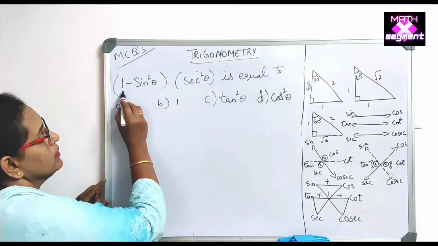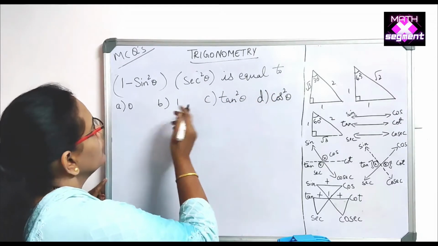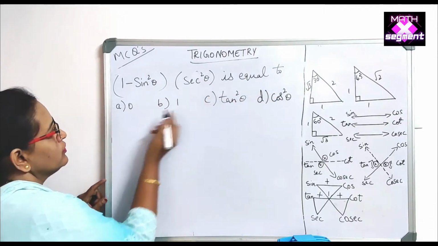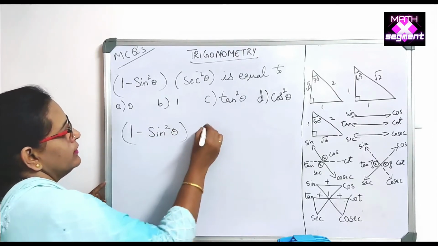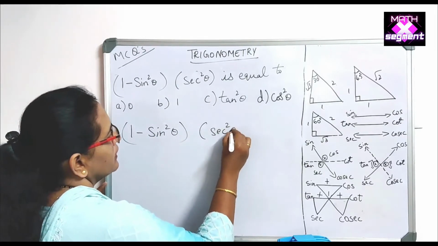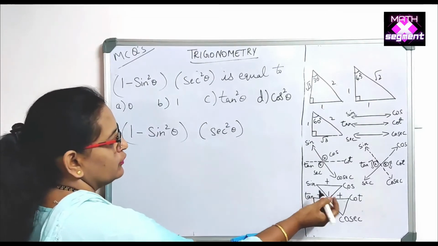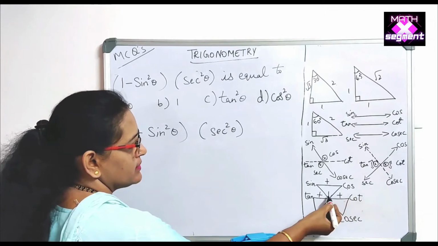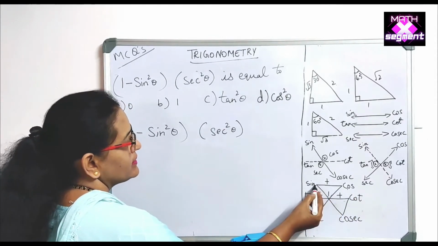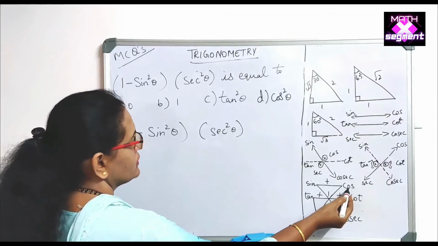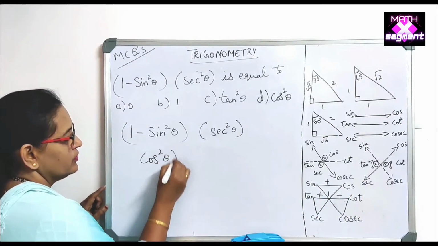Let's solve the next question. 1 minus sin square theta into secant square theta is equal to. So we have to find the value of these two. So 1 minus sin square theta and secant square theta. So this is an identity where we can see here sin square plus cos square theta is nothing but 1. But if you go reverse, that is 1 minus sin square theta is nothing but cos square theta.